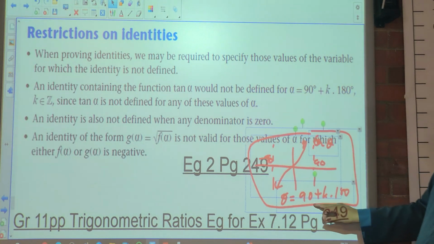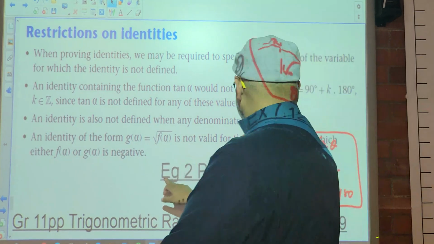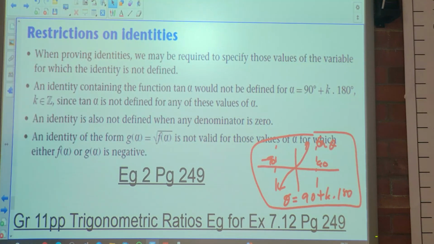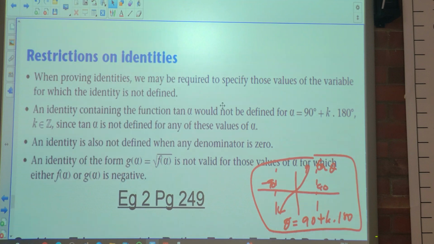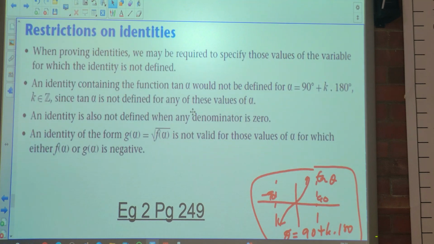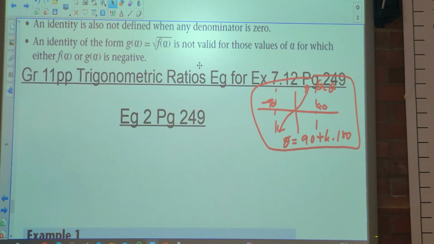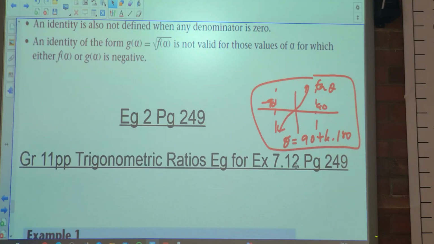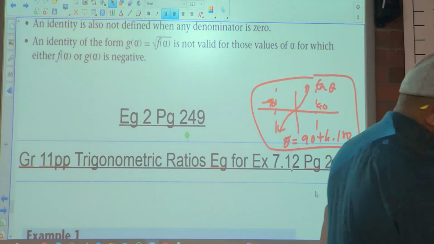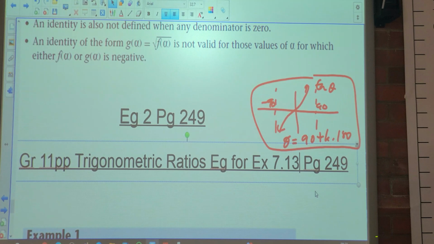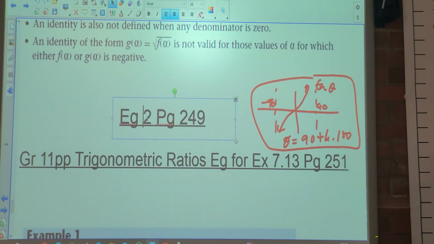So let's read what they are telling us here. So here we are saying, when proving identities, we may be required to specify those values of the variable for which the identity is not defined. This is 7.13. And 7.13 is on page 251. I'm going to do now the first example, which is on page 250.